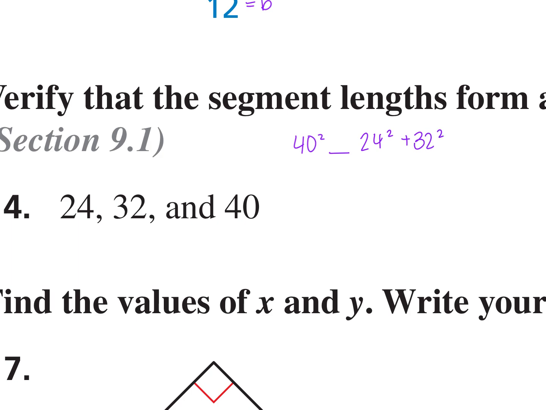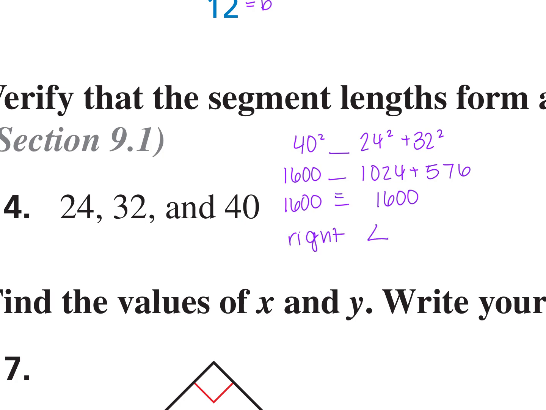So I'm going to have 1,600, 1,024 plus 576. I'm going to add these two together. So adding them, I'm going to get 1,600, and they're equal to. So this is a right triangle.